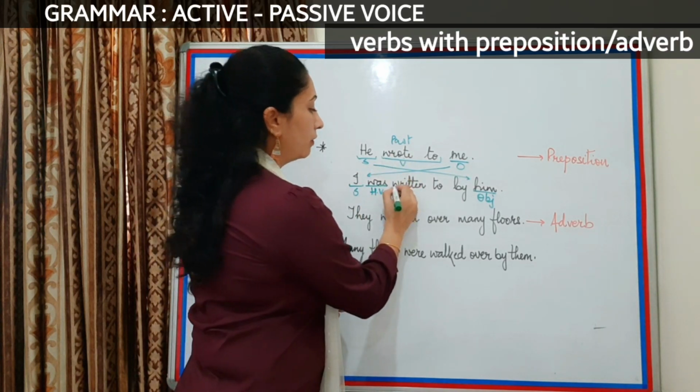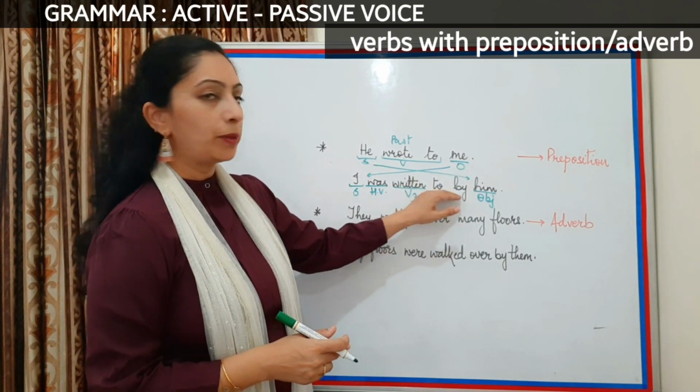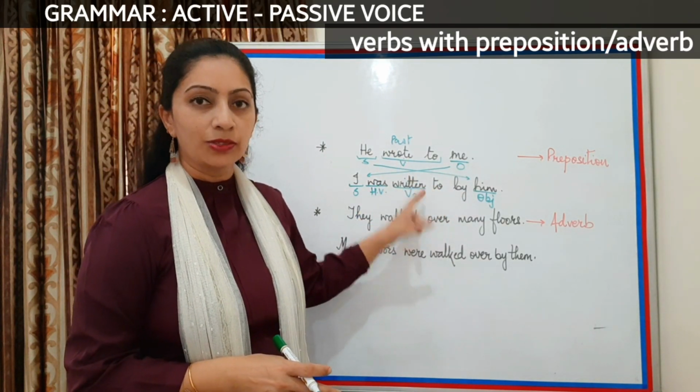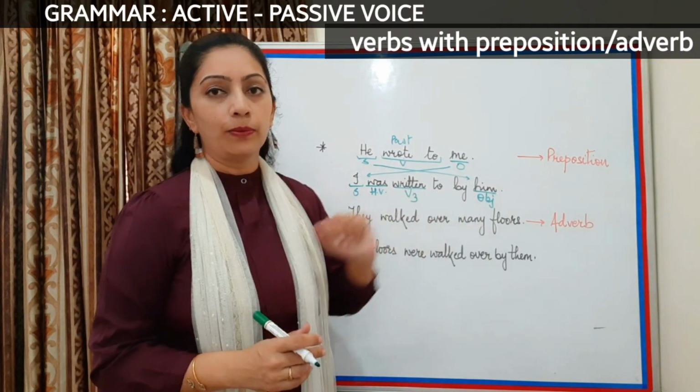The verb wrote will always take the V3 form in passive voice, and the preposition to will be as it is. I am not changing its place. So wrote to will become written to. The same is the case with adverb.